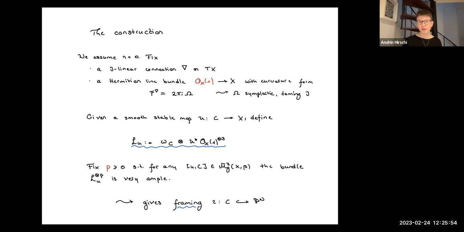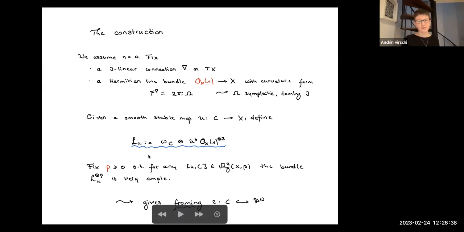Now, given a smooth stable map u from C to X, we define the line bundle L_u to be the tensor product of the dualizing sheaf of C with the pullback of OX(1) tensored 3 times with itself by u. Now, if u is J-holomorphic, by the stability condition, this line bundle actually has positive degree on each irreducible component of C. And this means that we can find some sufficiently high integer p such that the tensor power L_u^p will be very ample.